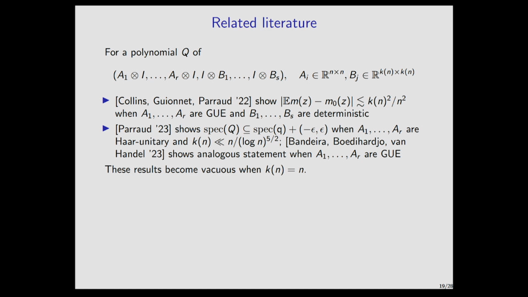Back in 2022, there was a sort of breakthrough paper by Collins, Guionnet, and Parraud, who developed this new method of approximating traces of smooth functions of polynomials of this form. If you take their result and apply it to the Stieltjes transform, the result implies an estimate of the Stieltjes transform by some deterministic object up to an error of scale k squared over n squared. This result holds in a setting where your A's are GUE and the B's are deterministic matrices.